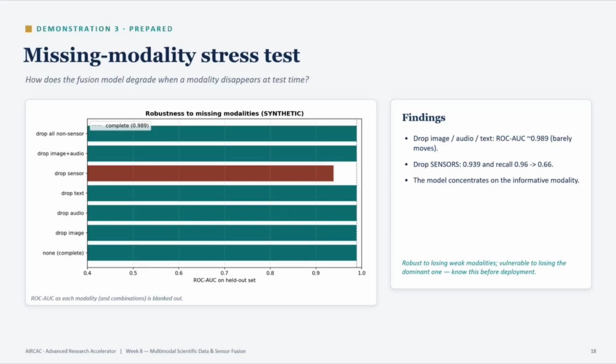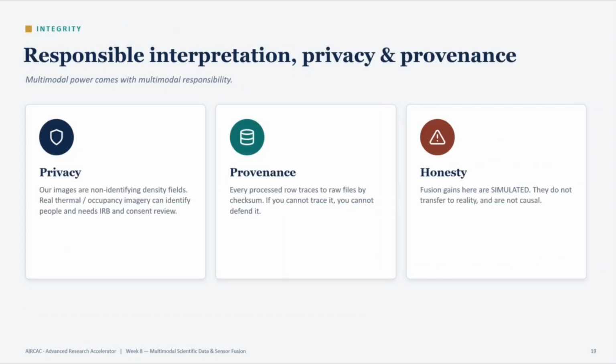We need to know all of this before developing any model. So the responsible interpretation, privacy, and provenance.